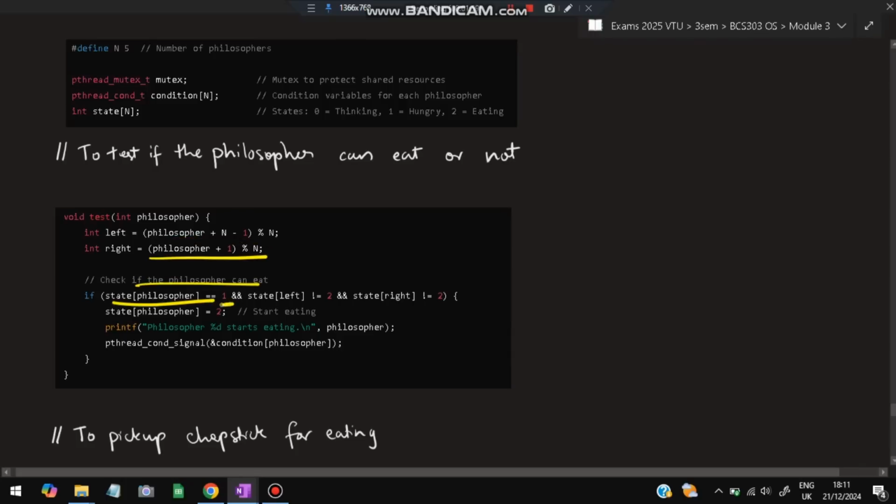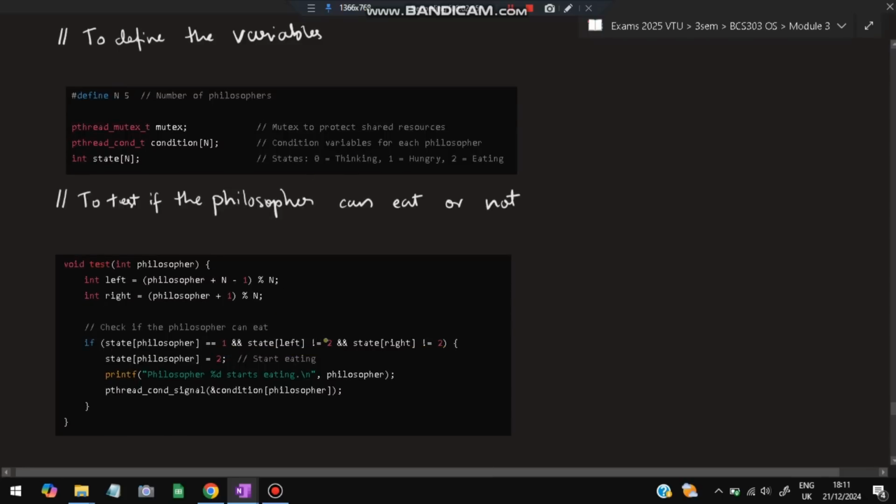If state is equal to 1 and state of left is not equal to 2 and state of right is not equal to 2. See, 2 means what? 2 means eating. Not 2 means not eating. This is also not eating. It means the left neighbor and right neighbor both are not eating, and the philosopher is hungry. Whichever philosopher is present here, it is one. Sorry, yes, one is hungry.